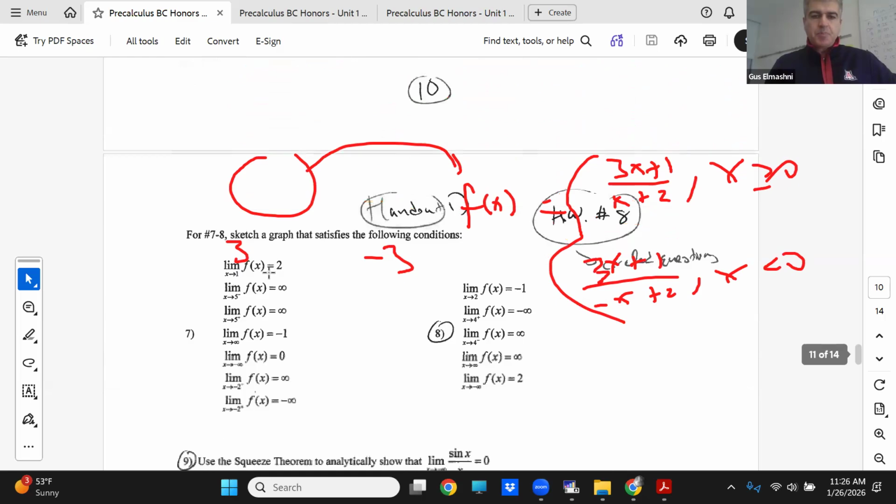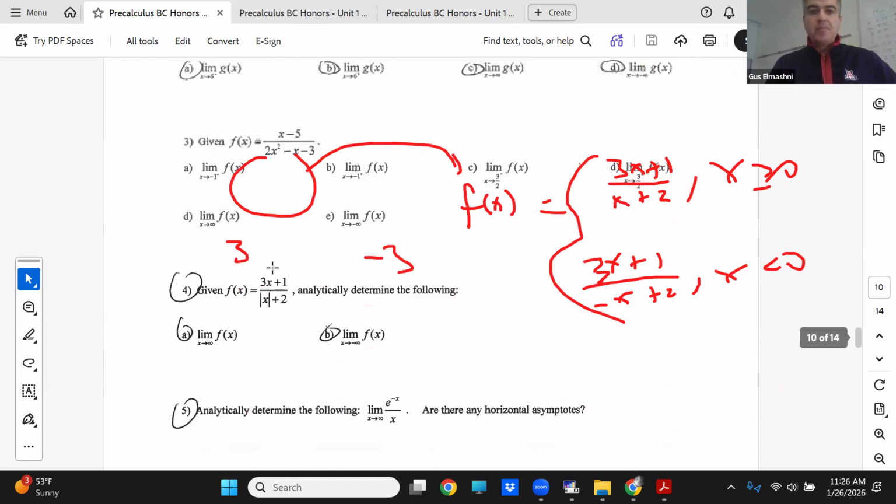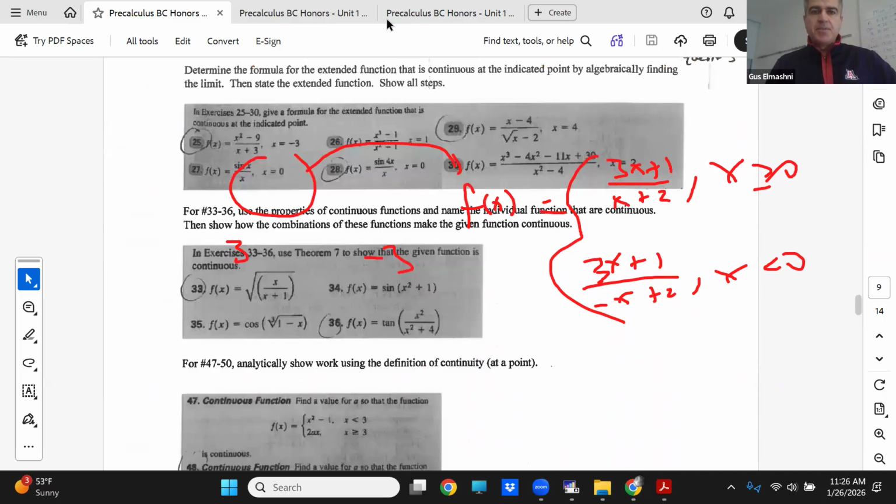I think we're good for the homework. So anything else in the homework? Yeah, because I didn't assign much else. Okay. So let's go to the notes.